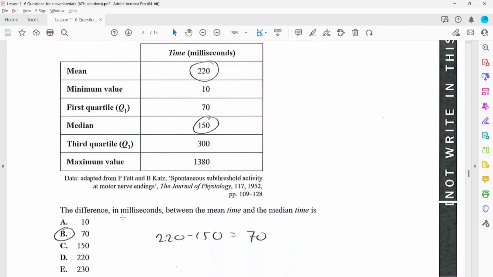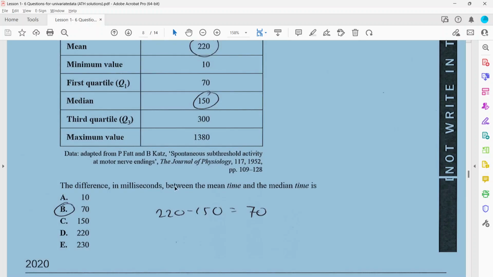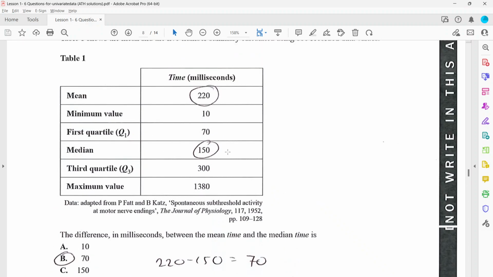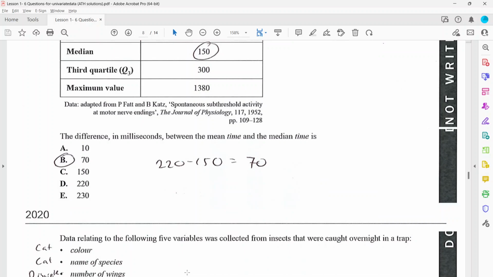This one's an easy question. I think 98% of the state got this correct. But the difference, which basically means subtraction, in milliseconds between the mean and the median is, here's the mean, here's the median, 220 take away 150 is 70.